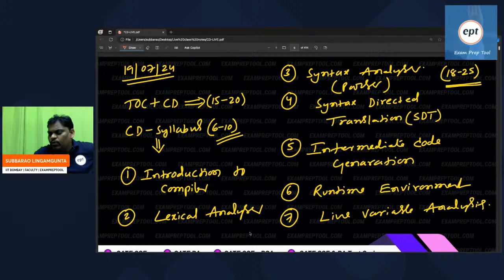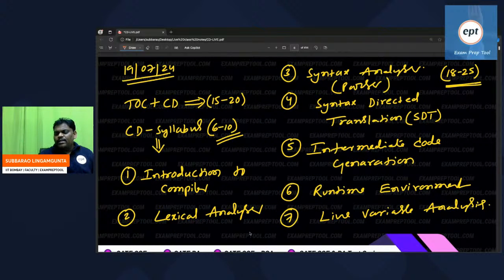Whatever I am saying, just follow. After my classes, just solve PYQs. They are more than enough. So I think this is the syllabus, and I think I have written everything clearly.